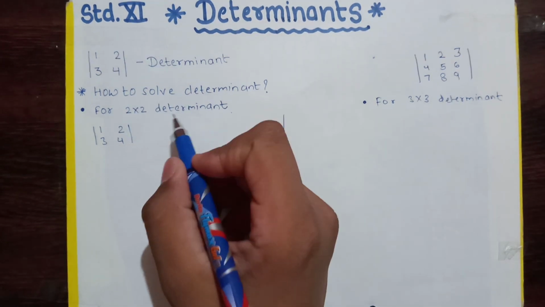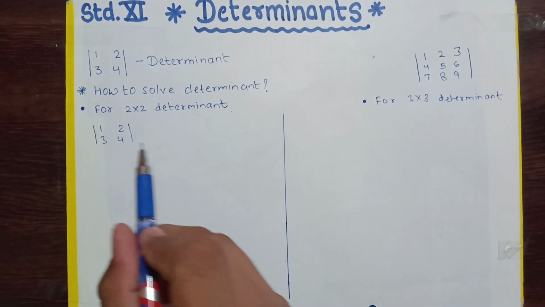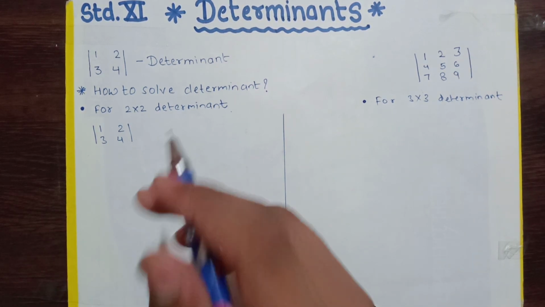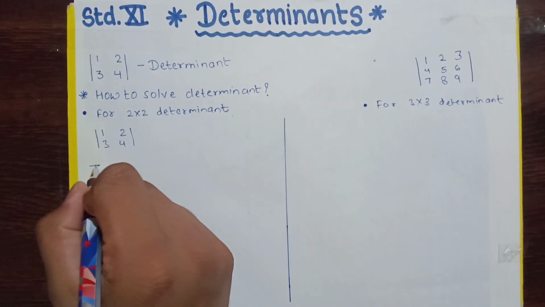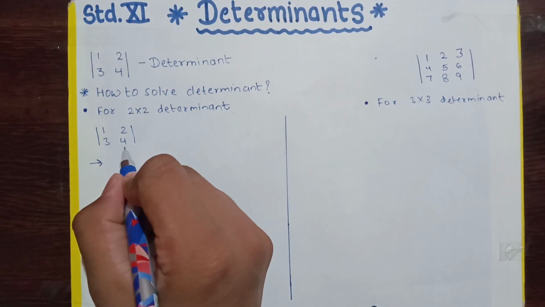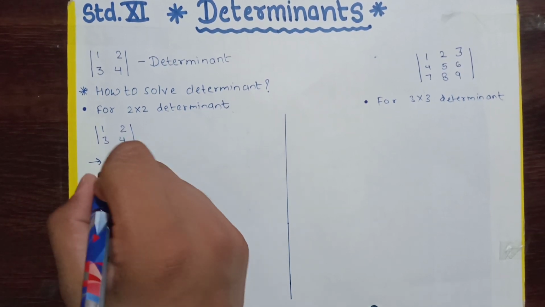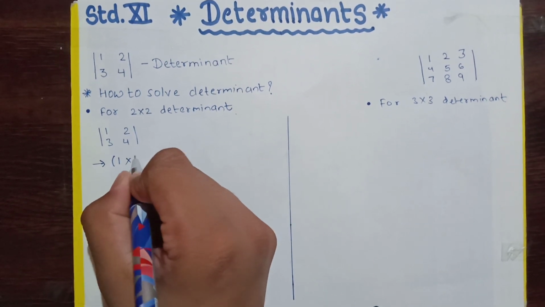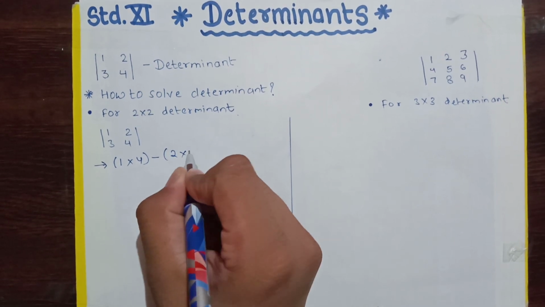So now let us begin with solving this 2 into 2 determinant. As you can see here, we have got a question of 2 into 2 determinant we are going to solve. I know many of you would be knowing how to solve, but still I'll solve it for you. So first of all, we'll multiply this and subtract it from this into this. So our sum would be 1 into 4 minus 2 into 3.